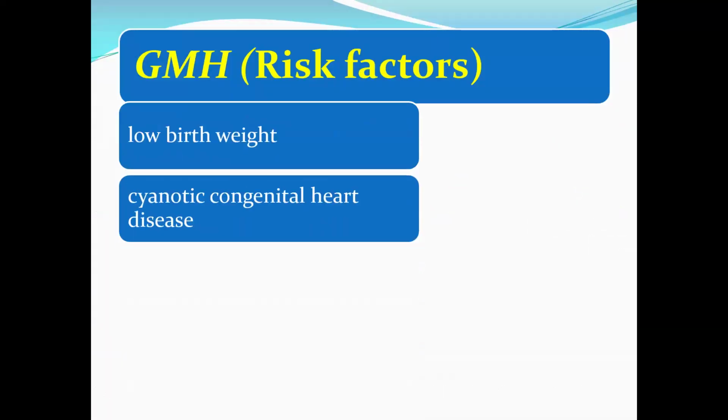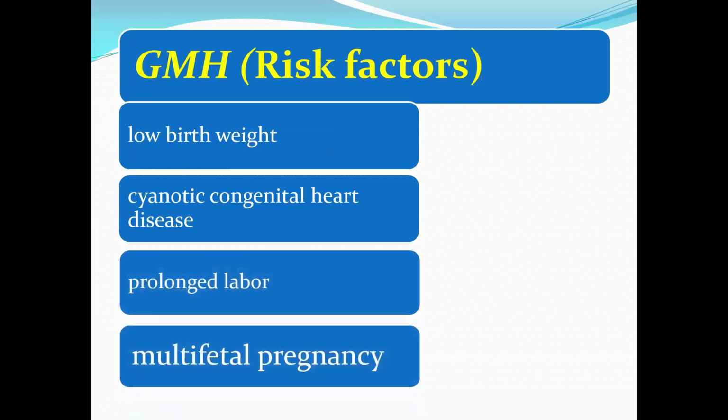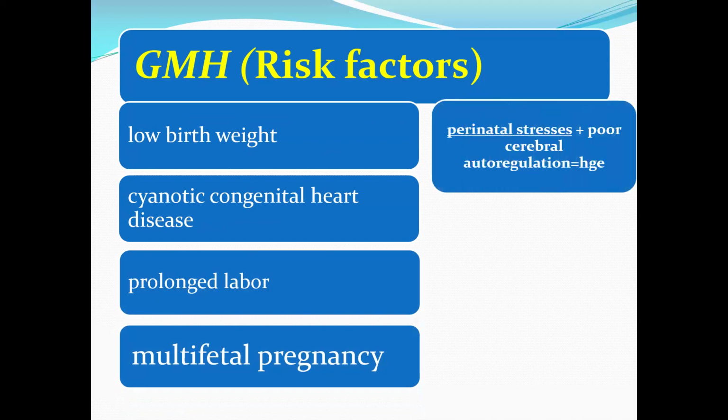What are the risk factors? We have two intrinsic factors, low birth weight and cyanotic congenital heart disease, and two extrinsic factors, prolonged labor and multifetal pregnancy. As we said, any perinatal stress plus poor cerebral autoregulation equals hemorrhage.